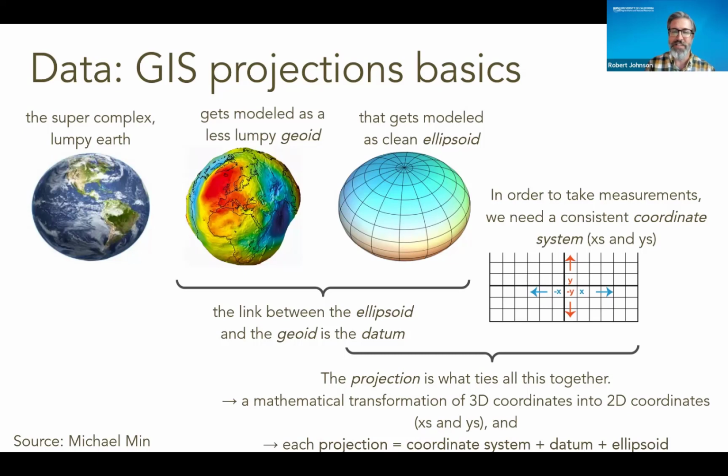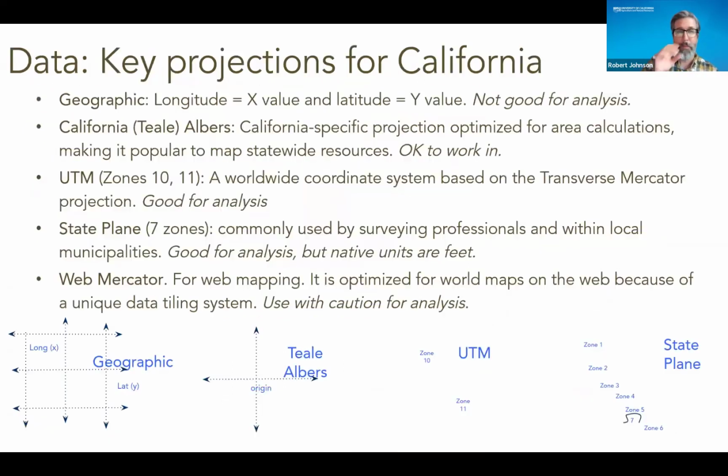And in the process of this, you are always going to introduce some degree of distortion. No map projection is a perfect one-to-one representation of the actual three-dimensional Earth. But it is what you got to do in order to get yourself a map. So you create a geoid that gets modeled as an ellipsoid. The link between them is what's known as a datum. And then you tie it together to that specific coordinate system. And that is what makes a projection.